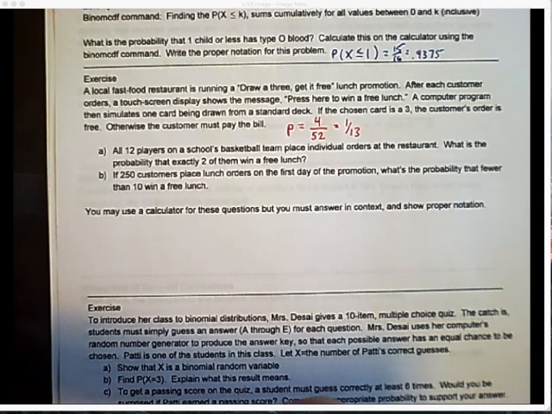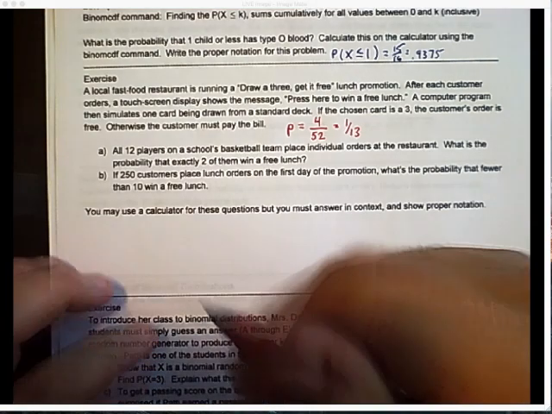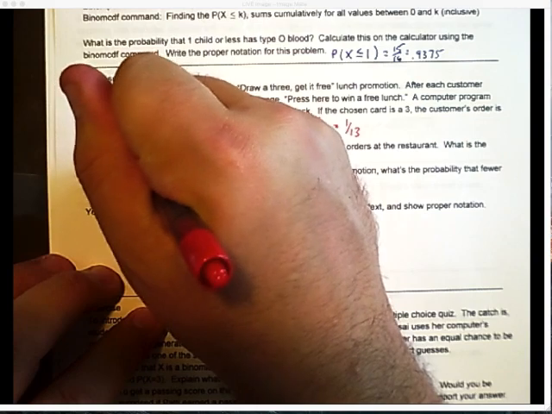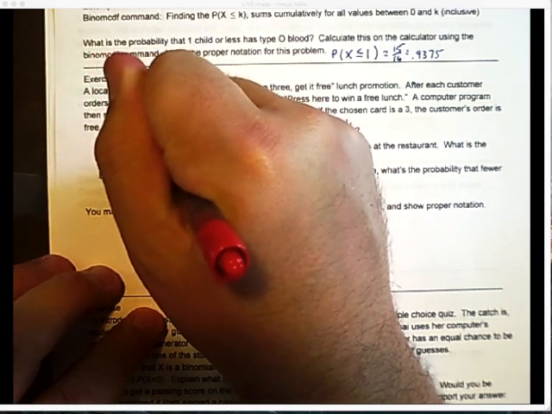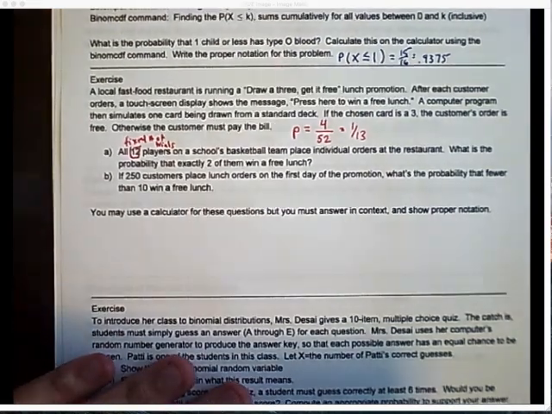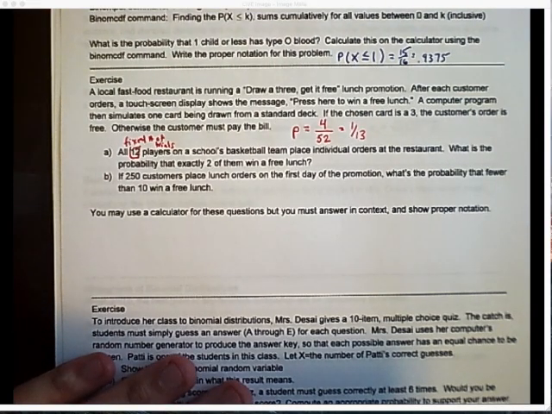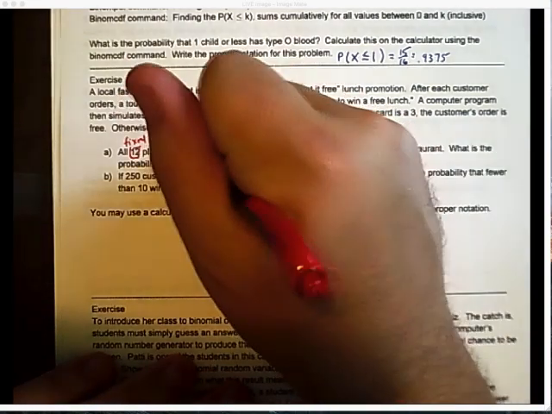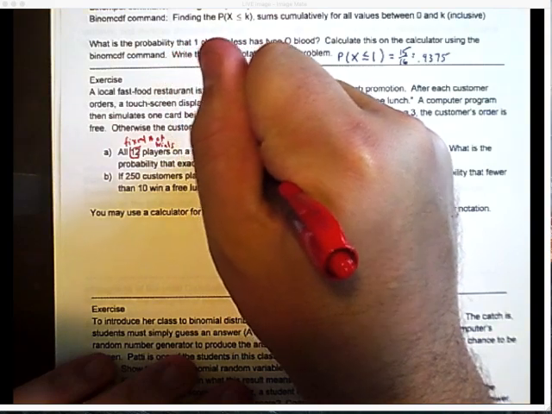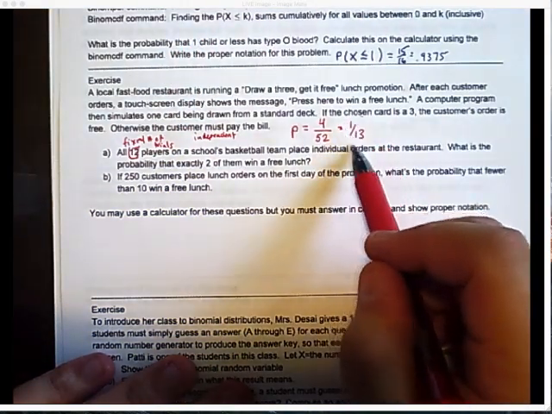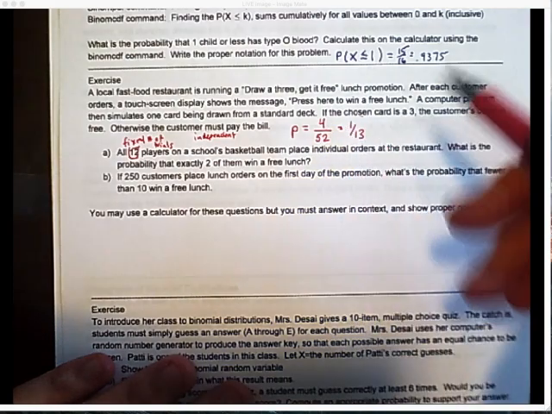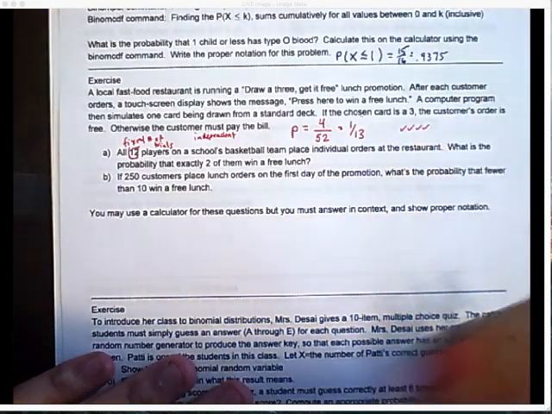All right. Part A. All 12 players on the school's basketball team place individual orders at the restaurant. Okay. What is the probability that exactly 2 of them win a free lunch? Okay, so the 12, there's a fixed number of trials. Okay, 12 of them are ordering lunch. All right, and they're each going to play the game. But the first person's results doesn't impact the second person's results. So they are independent. Every person has the same probability of getting a free lunch, 1 out of 13. So all the conditions are good. Okay, all 4 conditions are good.